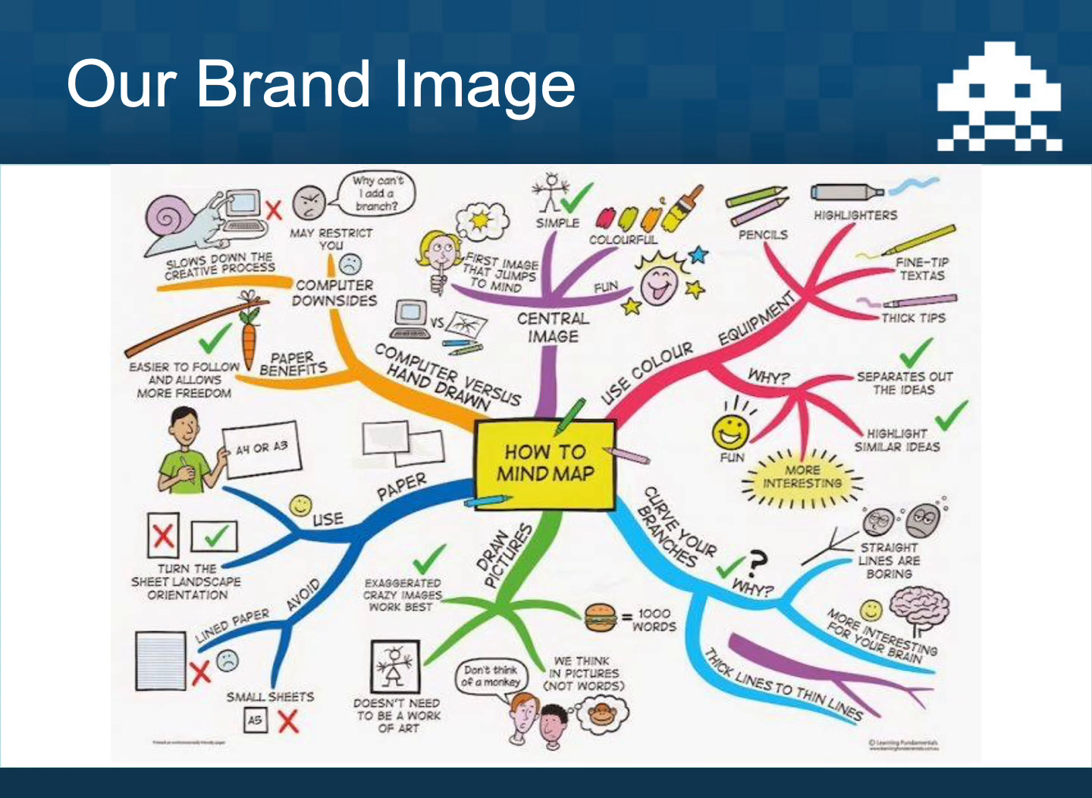So in this example you can see we've got the central node, and that's the bit in the middle that says how to mind map. Coming off of that, we've then got a range of branches, and some of those split off into subnodes, so they split off more than once. For example, on the right-hand side, we've got use color, and that splits off then into equipment: pencils, highlighters, fine tip pens, thick tips, and then why: separate out ideas, highlight similar themes, more interesting.